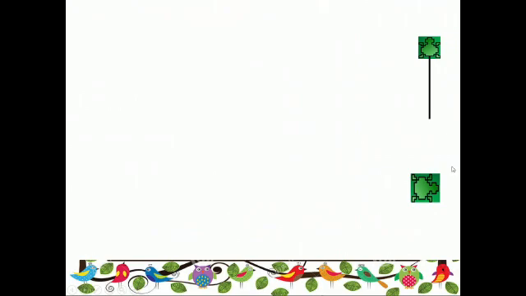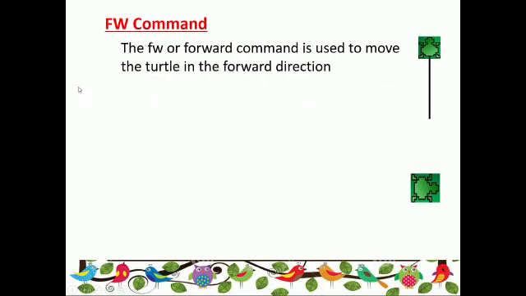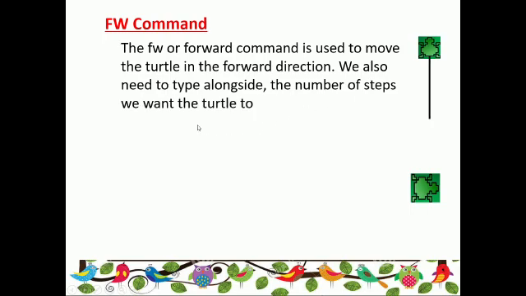Now we are going to start our commands. The first one is forward command. As you just look at this picture, the turtle is moving forward. It is just heading in the forward direction. The forward or FW command is used to move the turtle in the forward direction. We also need to type alongside the number of steps we want the turtle to move. Suppose I want to move my turtle forward 100, so I will write FW 100.